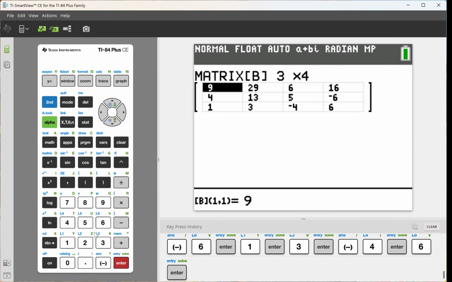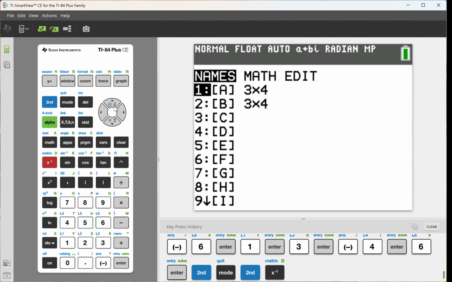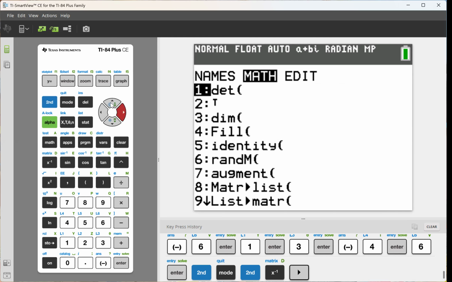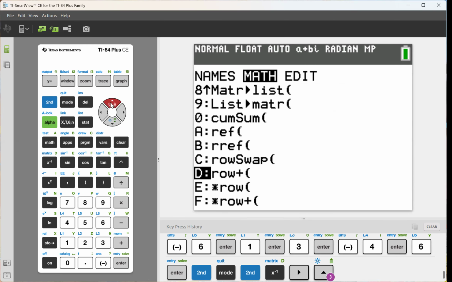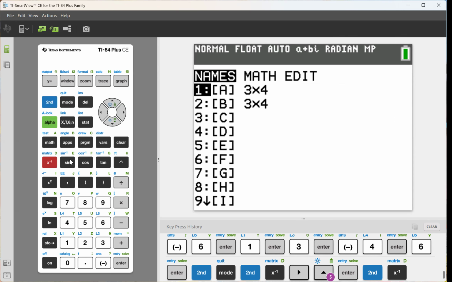9, 4, 1, 29, 13, 3, 6, 5, -4, 16, -6, 6. Okay, so we're good to go. So I'm going to get out of here. I'm going to go back into my matrix menu, go to the math menu, and I'm going to arrow up to reduced row echelon form, and I'm going to conduct row operations on matrix B.